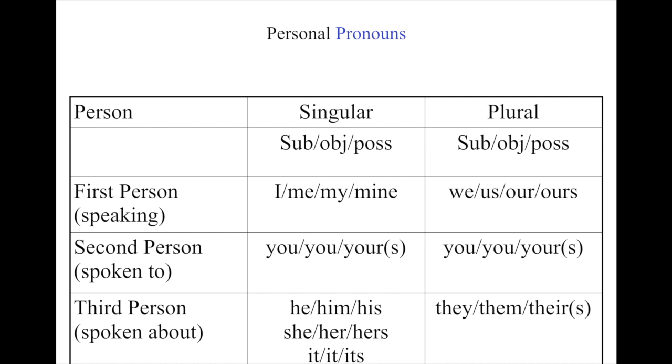The top part says subjective, objective, and possessive, so how they're used in the sentence matters. Like you would use I as the subject. You can study this slide. Pause and study it, write down some examples. They're the ones you mostly know anyway.